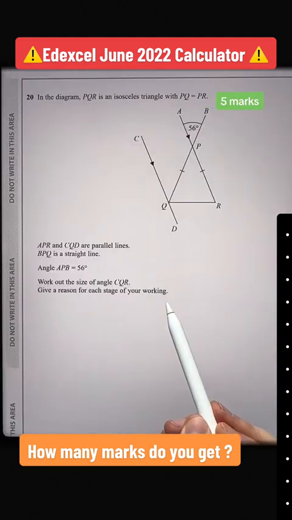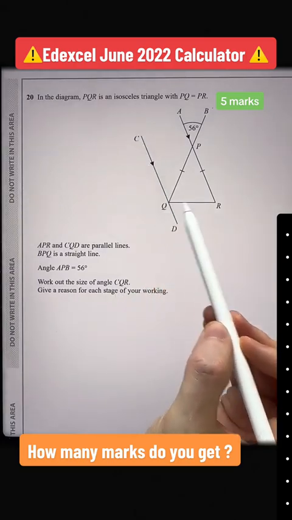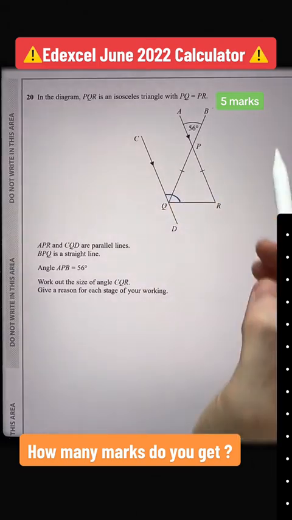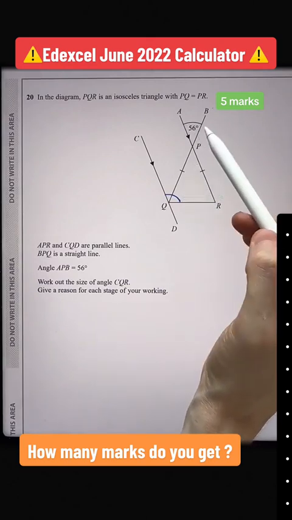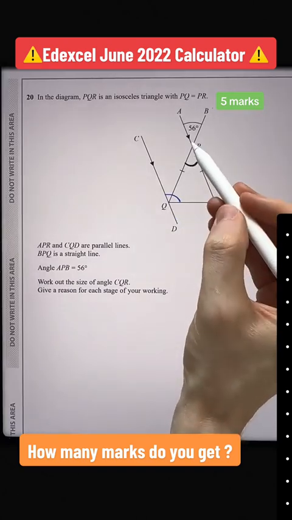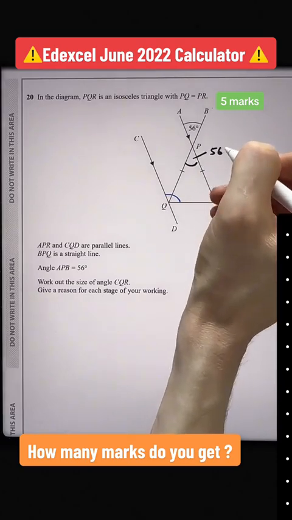Question 20. Work out the size of angle CQR. Well, CQR is this angle here in blue. My first step, I should notice, is where I've got two lines that cross, I've got vertically opposite angles. So this is 56 degrees. This angle here, angle QPR, is also going to be 56 degrees, as vertically opposite angles are equal.